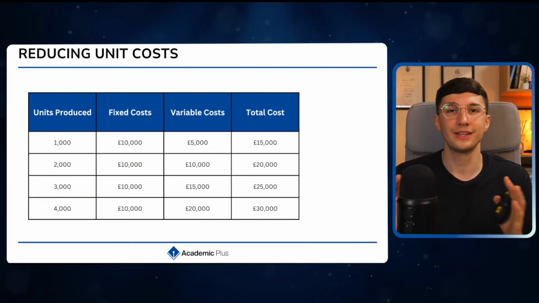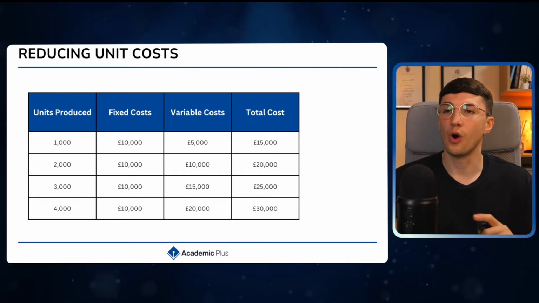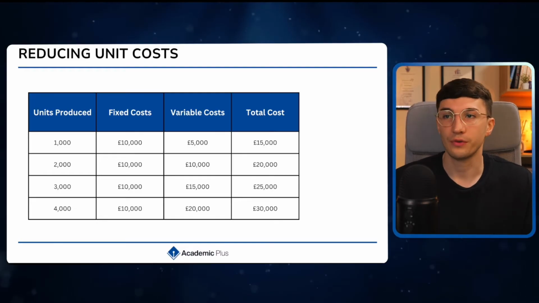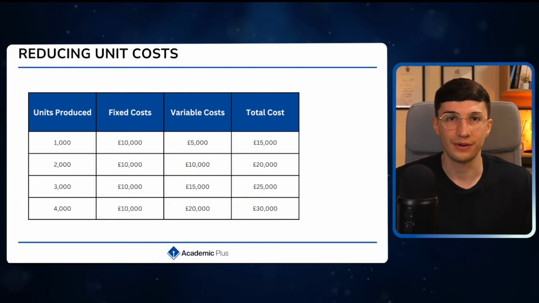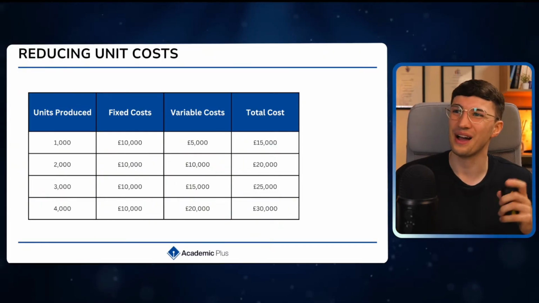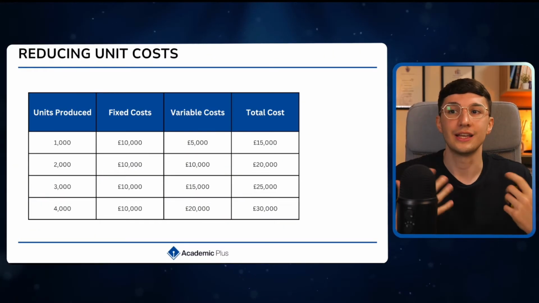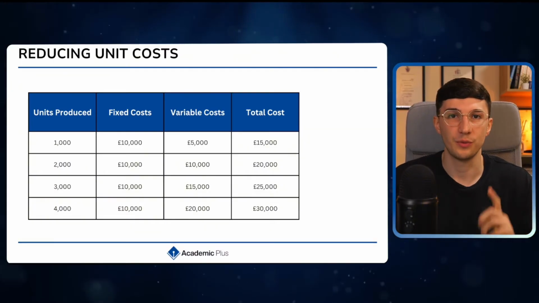Now, I want to calculate my total cost. So what I do here is I do the fixed cost plus the variable cost. So for example, for 1,000 units, 10,000 plus 5,000, of course, gives you £15,000. And for 4,000 units, 10,000 plus £20,000 gives me a total cost of £30,000.